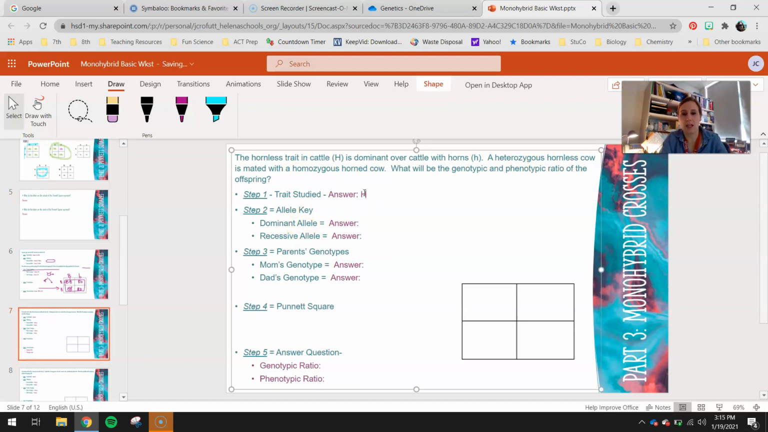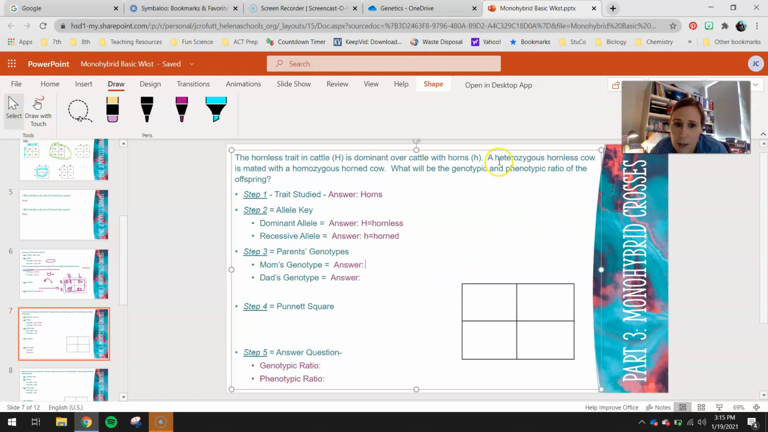So your trait studied is horns, whether you have them or you don't. Your dominant allele, so then you can go up and say, all right, capital H is hornless, lowercase h is horned, and say, all right, mom's genotype. Now let's start to get into it.